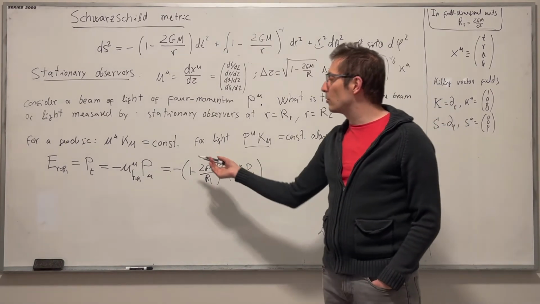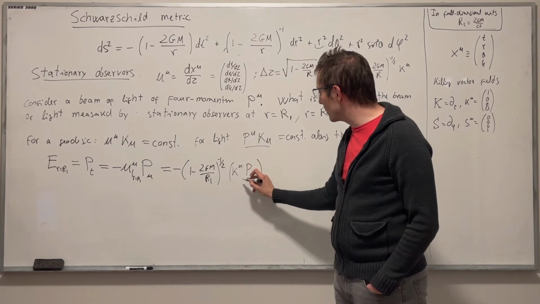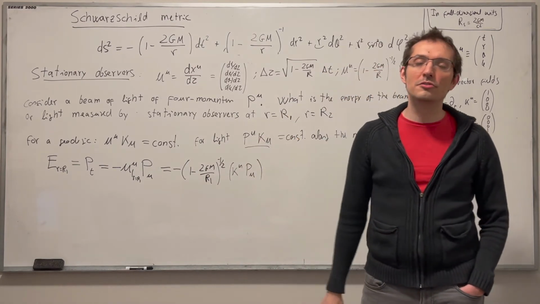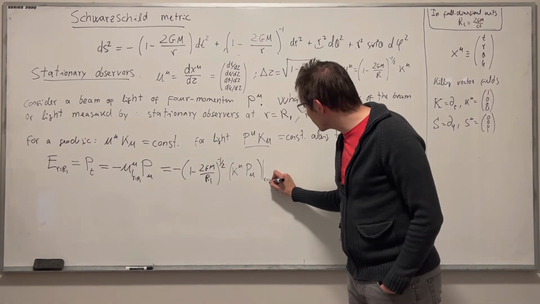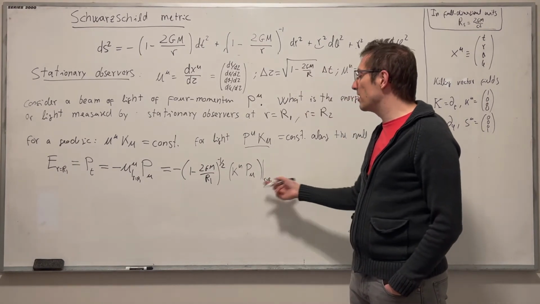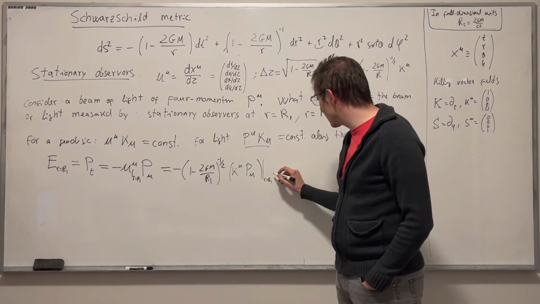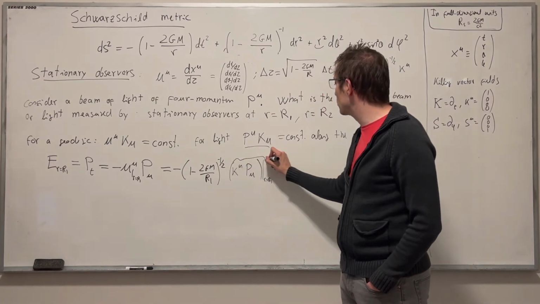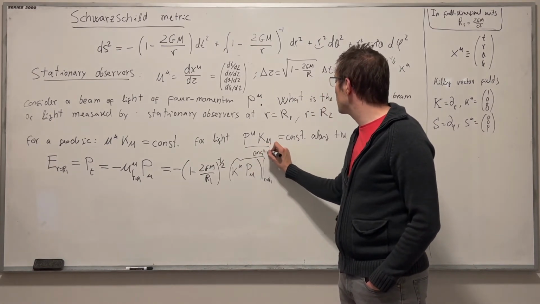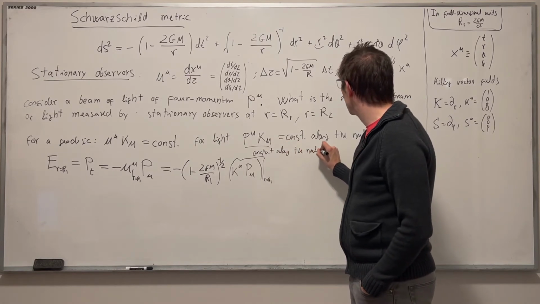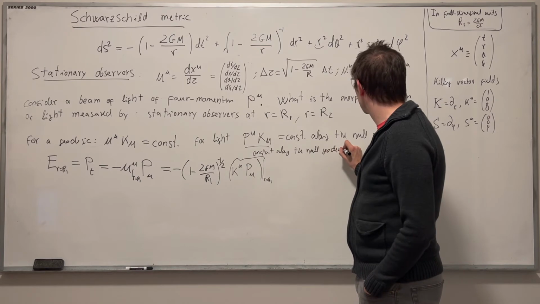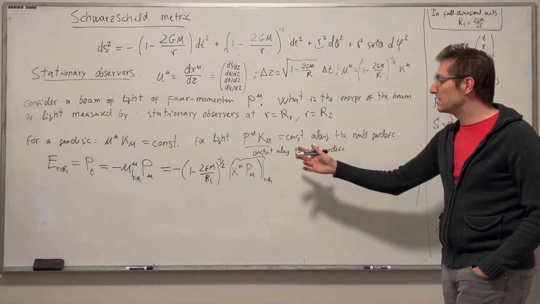Now, I don't know what this quantity exactly is, but I know that whatever this is, it's a constant in the whole trajectory of the photon. So if I evaluate this thing at R equals R1, it's going to be the same as at R equals anything else, because this thing is actually a constant. This thing is a constant of motion, constant along the null geodesic that the beam of light is traveling on.